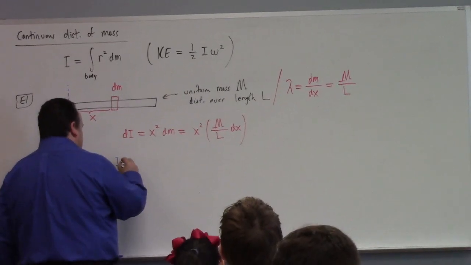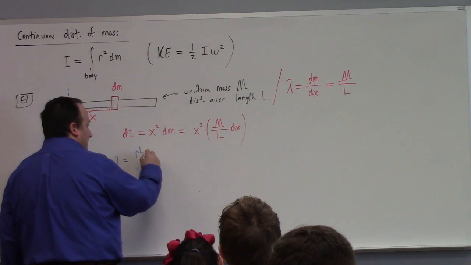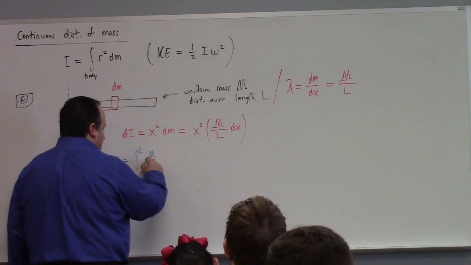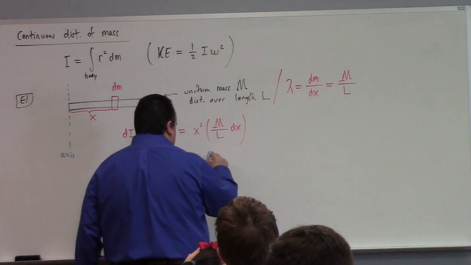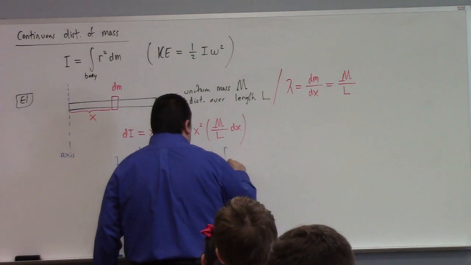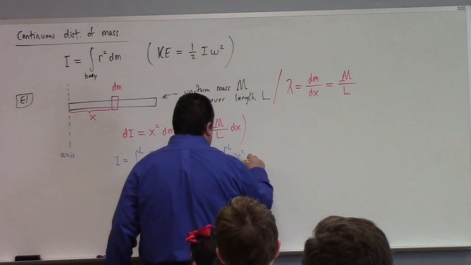So I take the integral from 0 to L of M over L x squared dx. Pull the M over L out, and then we have the integral from 0 to L of x squared dx.